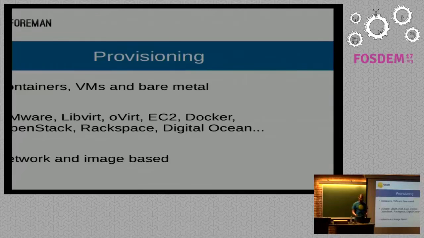Basically, Foreman works with most of the well-known compute resource providers, like VMware, EC2, Amazon, you name it. If you think we're missing something, then let us know, and maybe we'll do something about it. And if not, you can always write your own plugin and support it yourselves. Some of these are already supported through plugins, so you can use that as an inspiration. And Foreman does both network and image-based provisioning.